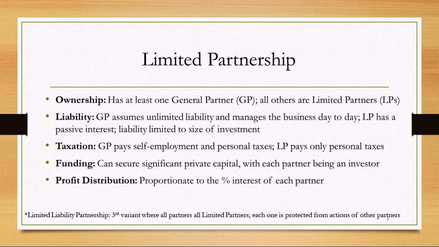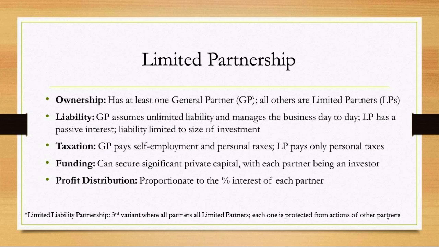Funding and profit distribution are similar to the general partnership, where you can have very significant private capital with each investor bringing their own funds, and profit distribution is usually proportionate to the interest of each partner. There can be some differences: you can be a general partner and invest less, and you can have a limited partner that invests more. So there are different configurations, and just because you have a general partner doesn't mean that partner actually pulls in the most money. That typically tends to happen, but not necessarily.